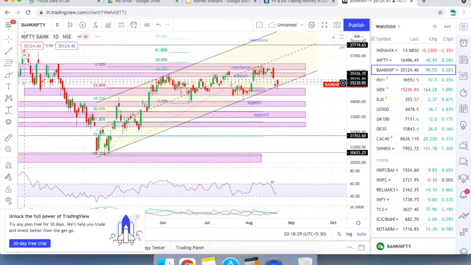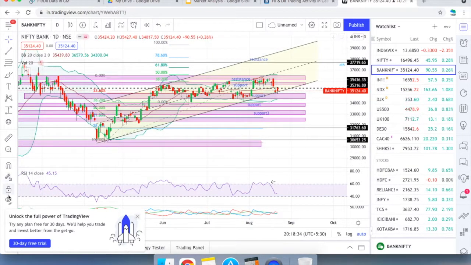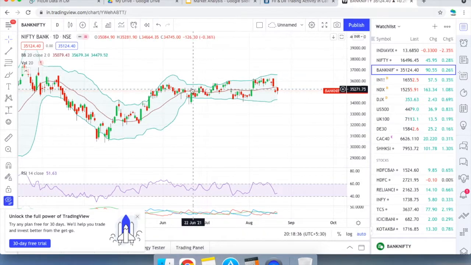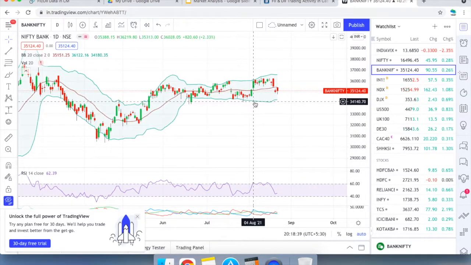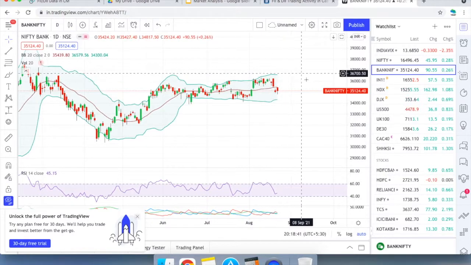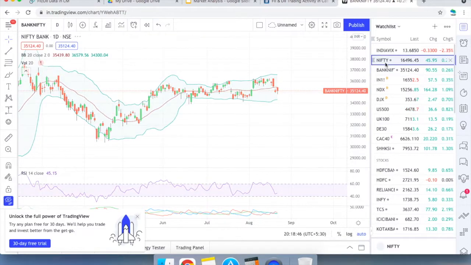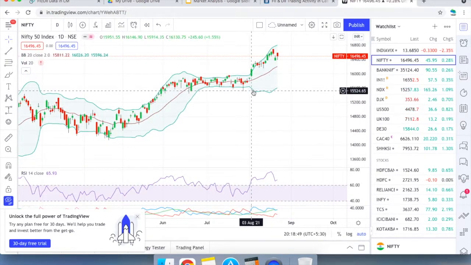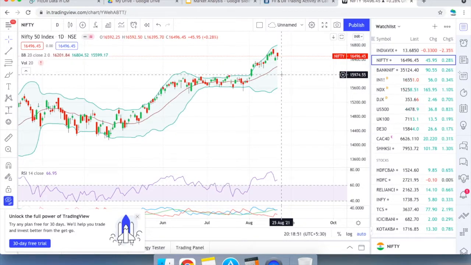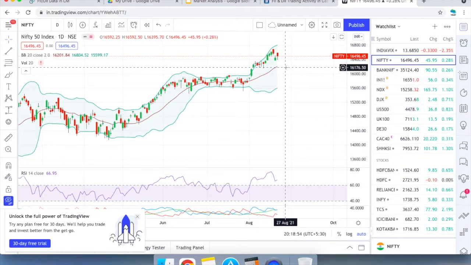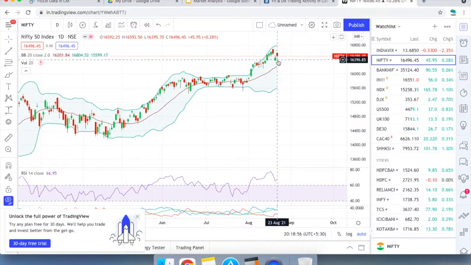Now let's look at what the Bollinger Band says. It says that the squeeze is over, but a slight expansion has happened. On Nifty, you can see that the volatility expansion has happened, and it slipped down from the top and is now trying to bounce back. So that's about the Bollinger Bands.